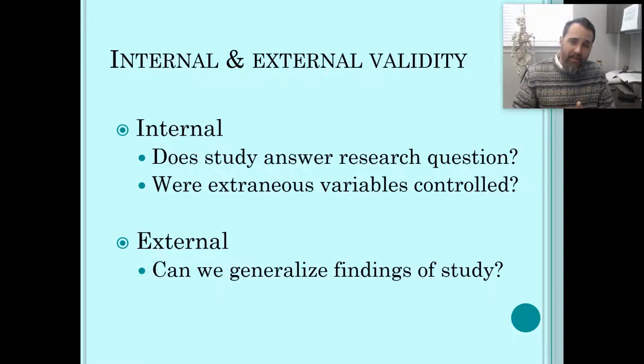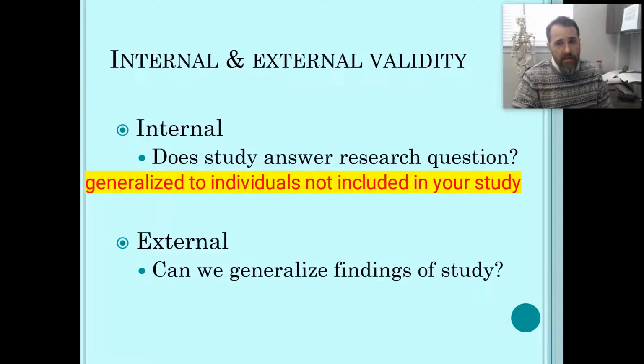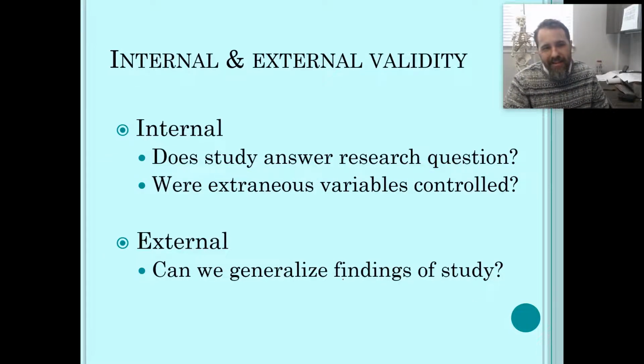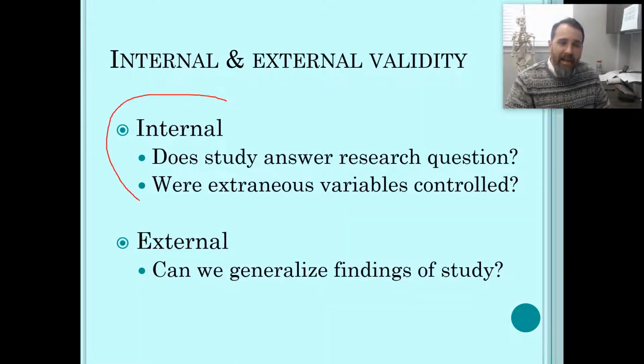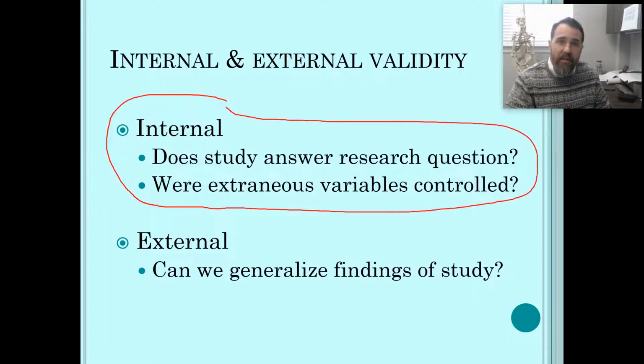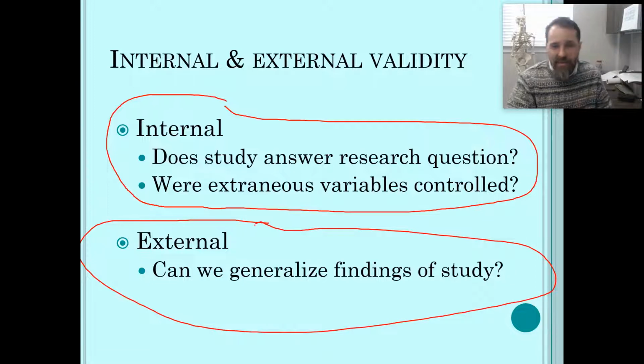Your external validity concerns the degree to which the findings of the study can be generalized to other populations. So you could see that a single subject design could easily have internal validity in that you're able to answer your research question. You're able to probably more easily control for extraneous variables because it's just one person, so there's less to control. But it may be more difficult to generate external validity for that single subject study because there's only one person.